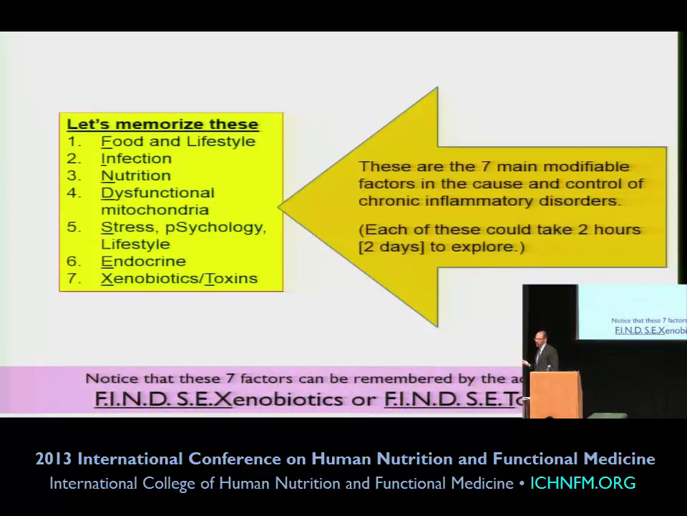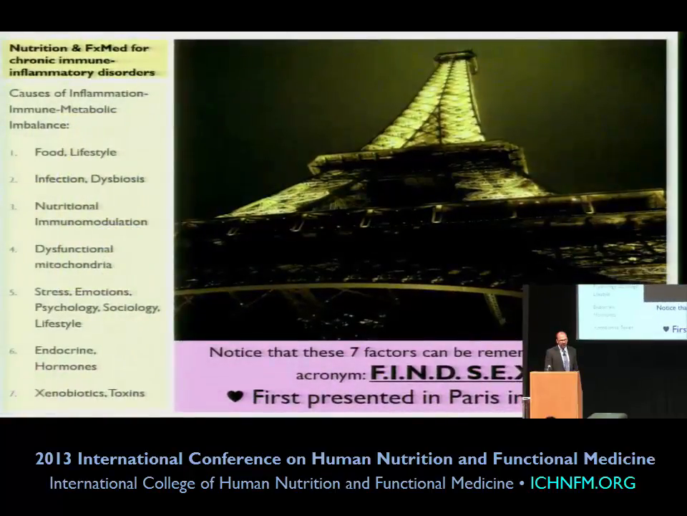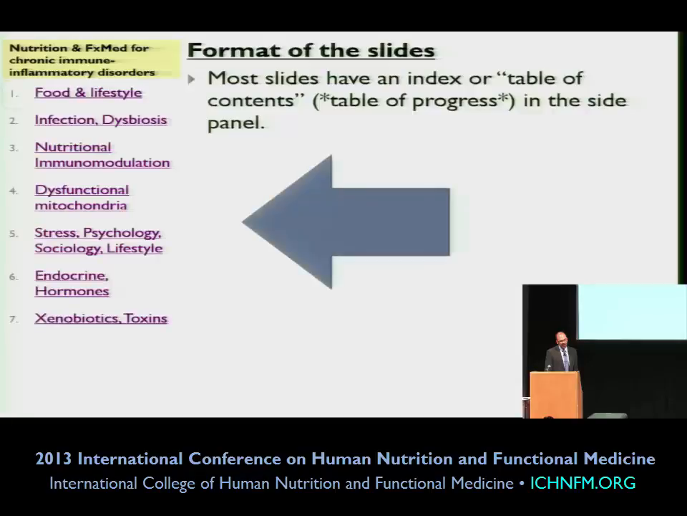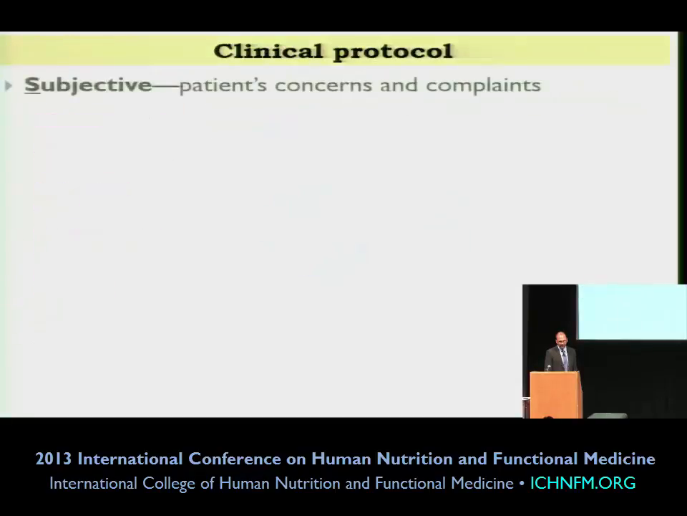So with that acronym, again, just like we use SOAP, Subjective Objective Assessment and Plan, we could use this, and you probably don't want to use the first version of it, but you could use the second version in your chart notes, FIND-SET, and this will walk you through food, infections, nutritional immunomodulation, which is balancing immune phenotypes, dysfunctional mitochondria, stress, endocrine, and then either toxins or xenobiotics. So we're going to start with the first of those, and then we'll take a break for coffee. We're going to talk about food first.